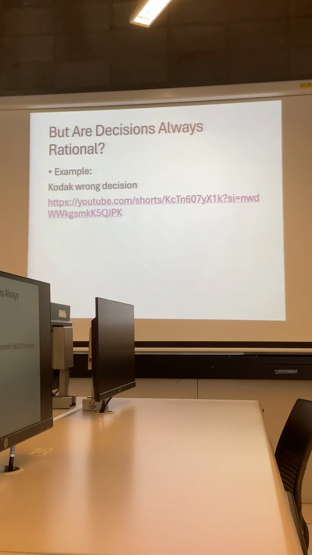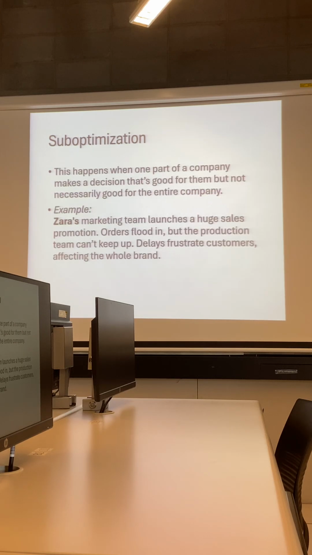So we just talked about products that made wrong decisions; they ignored the digital invention. Now we're moving forward to sub-optimization. Sub-optimization happens when one part of a company makes a decision that's good for them, but not necessarily good for the entire company. Is it possible? Yes, it's possible. They made a decision that's good for certain people in the company, but somehow it's not necessarily good for the whole company.